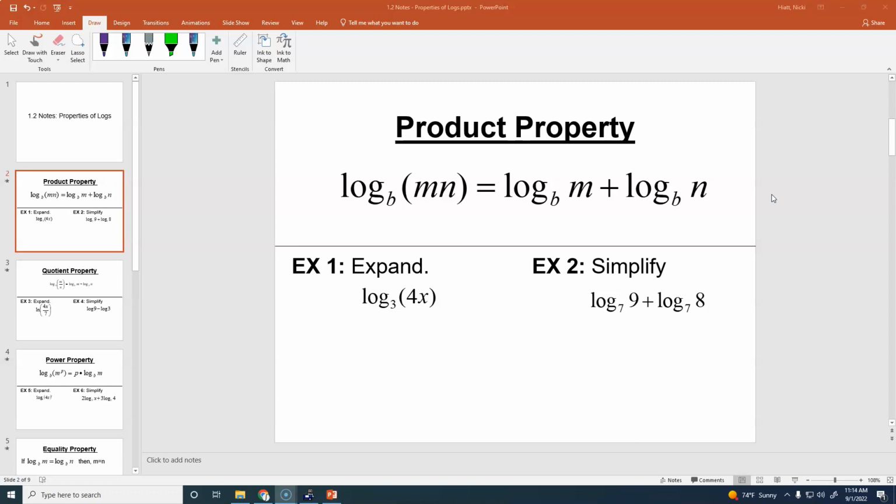There are instances where it is helpful to expand, although I will say they usually show up in upper level math. Like in calculus, there's logarithmic differentiation that you can use, and it helps to expand it. We won't see the applications of expanding so much in this class.